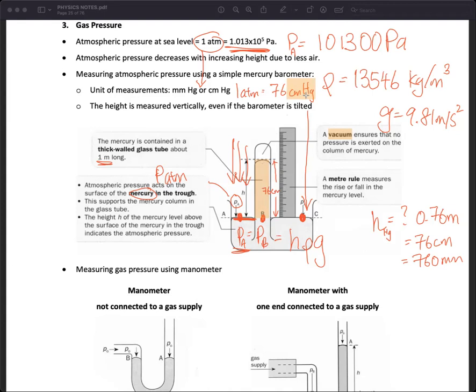Okay, now just for practice, if instead of mercury I use water, water is 1000 kg per meter cube. What would the height be if I use water instead? So can you all calculate now? How long would the glass tube need to be if I were to use water?